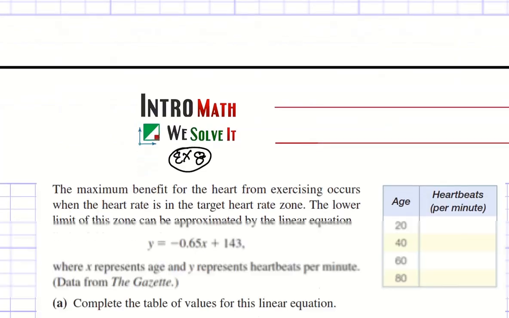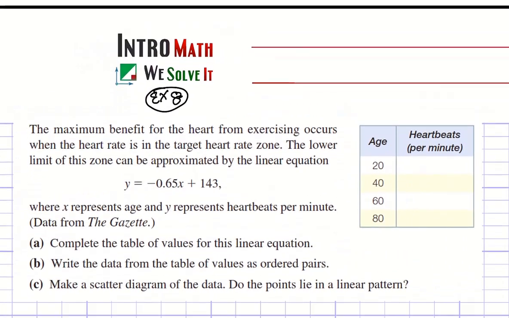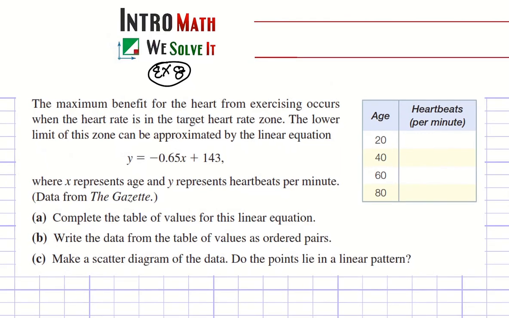Let's move on to the next problem. Is it the same thing? No, this is a little different. The next problem says the maximum benefit for the heart from exercising occurs when the heart rate is in the target heart rate zone. The lower limit of this zone can be approximated by the linear equation right there, where x represents age and y represents heartbeats per minute. It says complete the table of values for this linear equation.